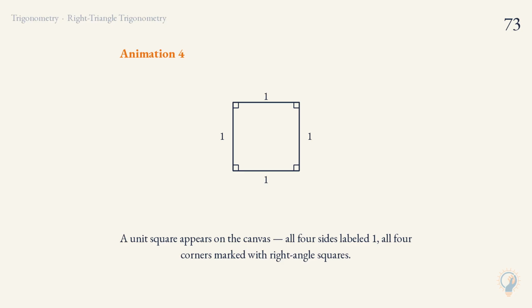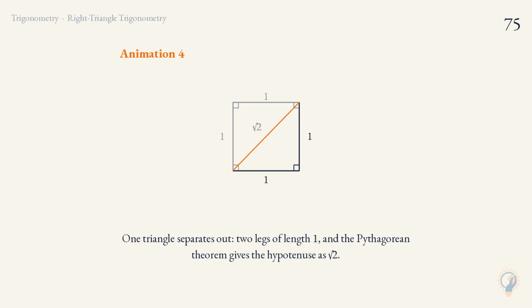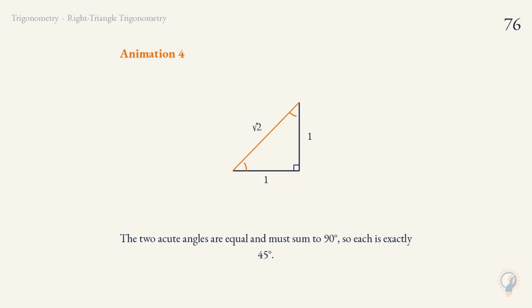Animation 4. A unit square appears on the canvas, all four sides labeled 1, all four corners marked with right-angle squares. A diagonal is drawn from corner to corner, splitting the square into two congruent right triangles. One triangle separates out, two legs of length 1, and the Pythagorean theorem gives the hypotenuse as the square root of 2. The two acute angles are equal and must sum to 90 degrees, so each is exactly 45 degrees.